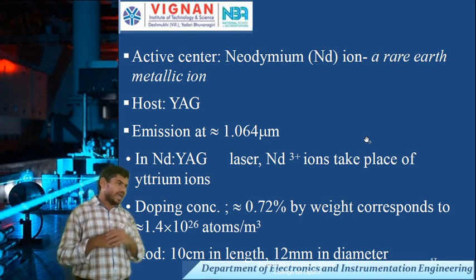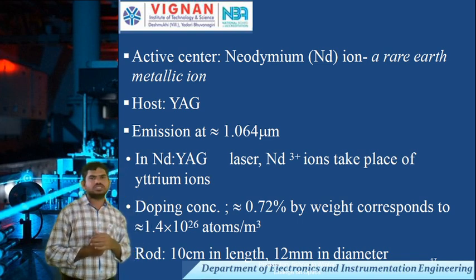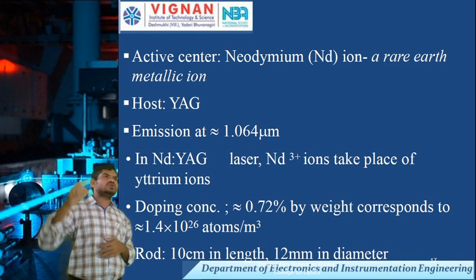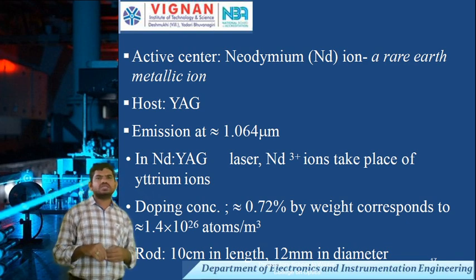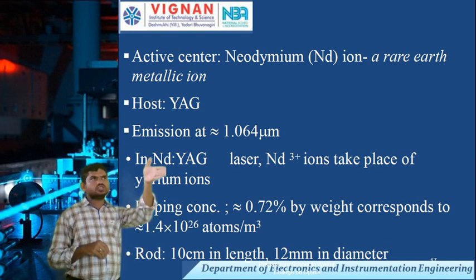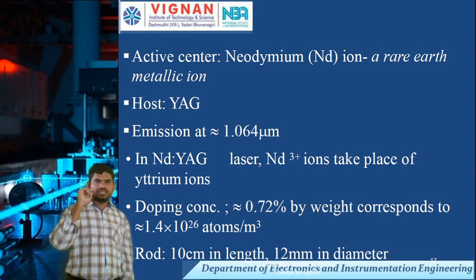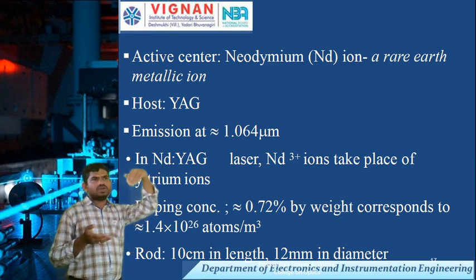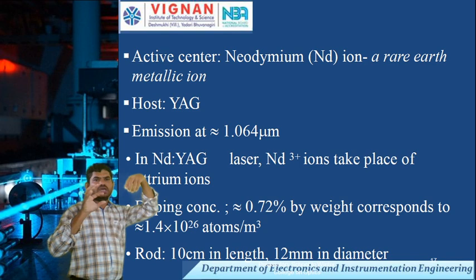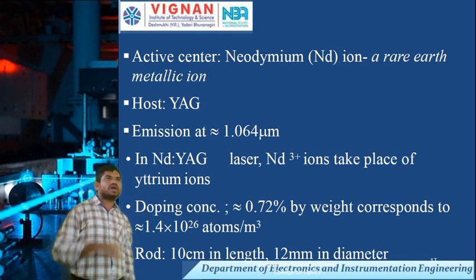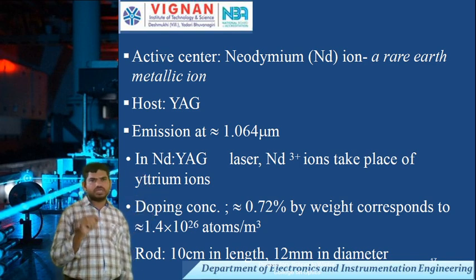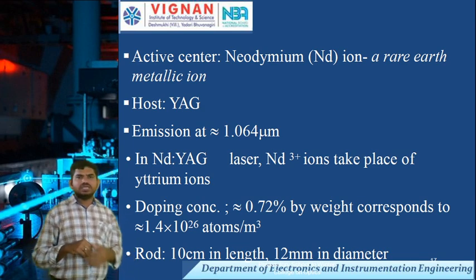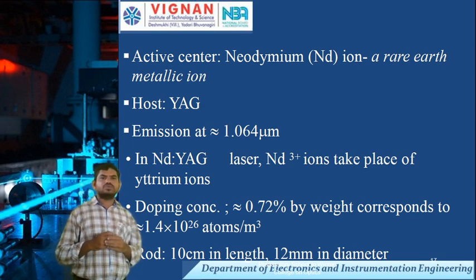And what is the active center we are using in this Nd:YAG laser? When we come to the construction, the active center is the neodymium ion. The rare earth neodymium ion is the active center, and the host material is YAG, that is yttrium aluminium garnet. The emission we get, where the population is, is within the range of 1.064 micrometers.